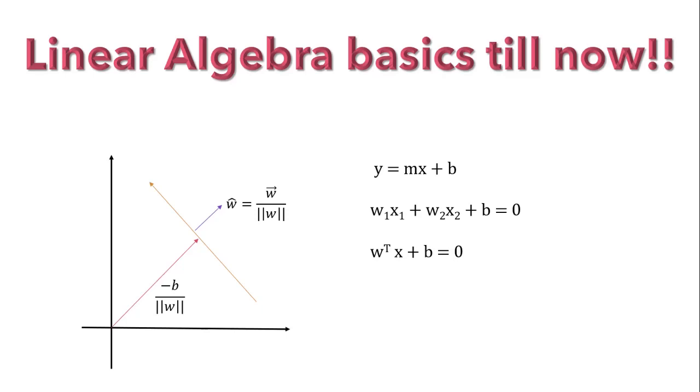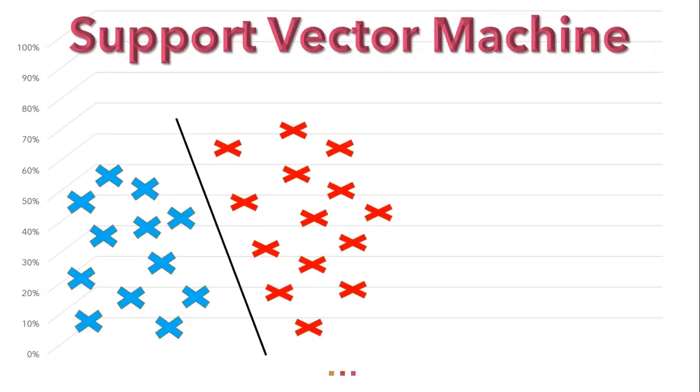So guys, till now this was some basic intuition about linear algebra, which we will use once we start solving or optimizing the equations for support vector machine. Now we have data scattered on the Cartesian plane with a hyperplane separating two classes as shown on the screen.